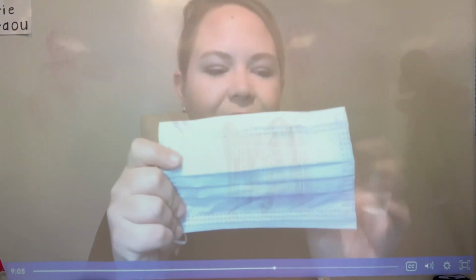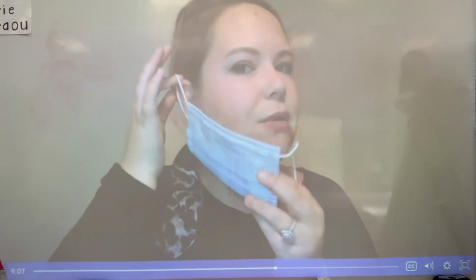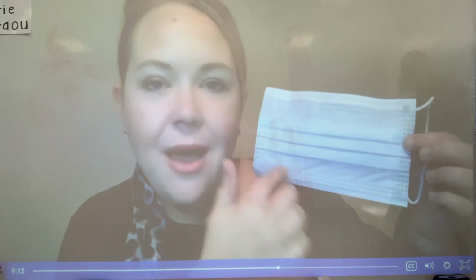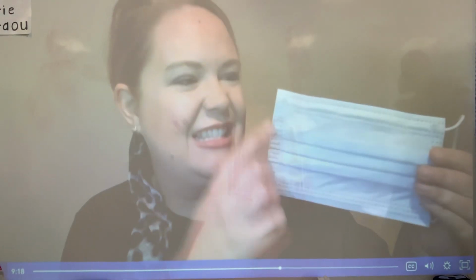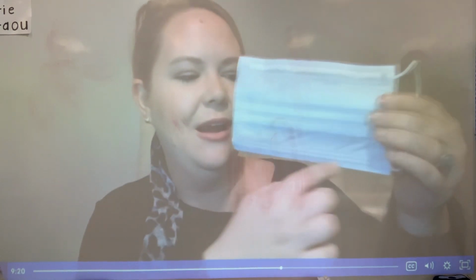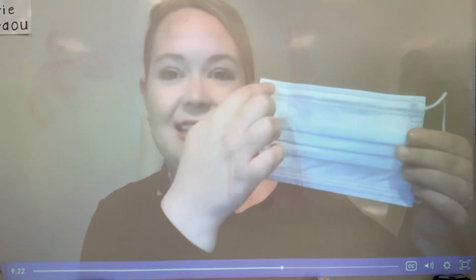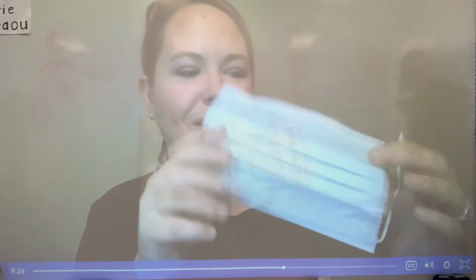And then the last thing I found is, of course, I always have my masks laying around. Minus the piece that goes around my ear, the actual mask part, is it in the shape of a rectangle? Yes! It has 4 straight sides and 4 corners.